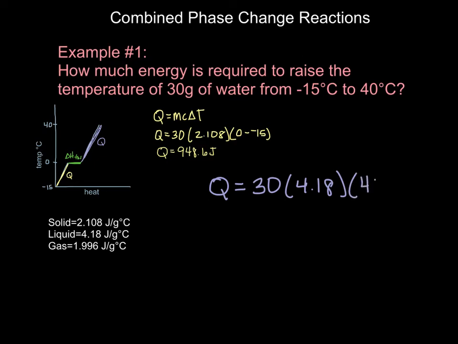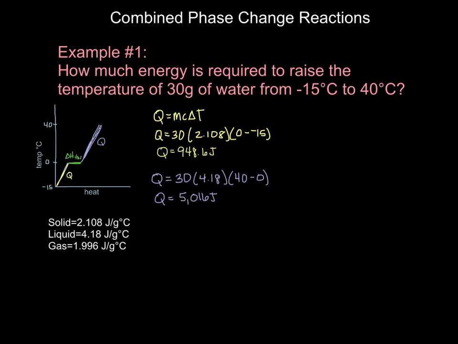My final temperature is 40, and my initial temperature was 0. So my temperature change is going to be 40 here. And when I multiply all those together, I get 5,016 joules. And again, it has to be joules because my specific heat is in joules.